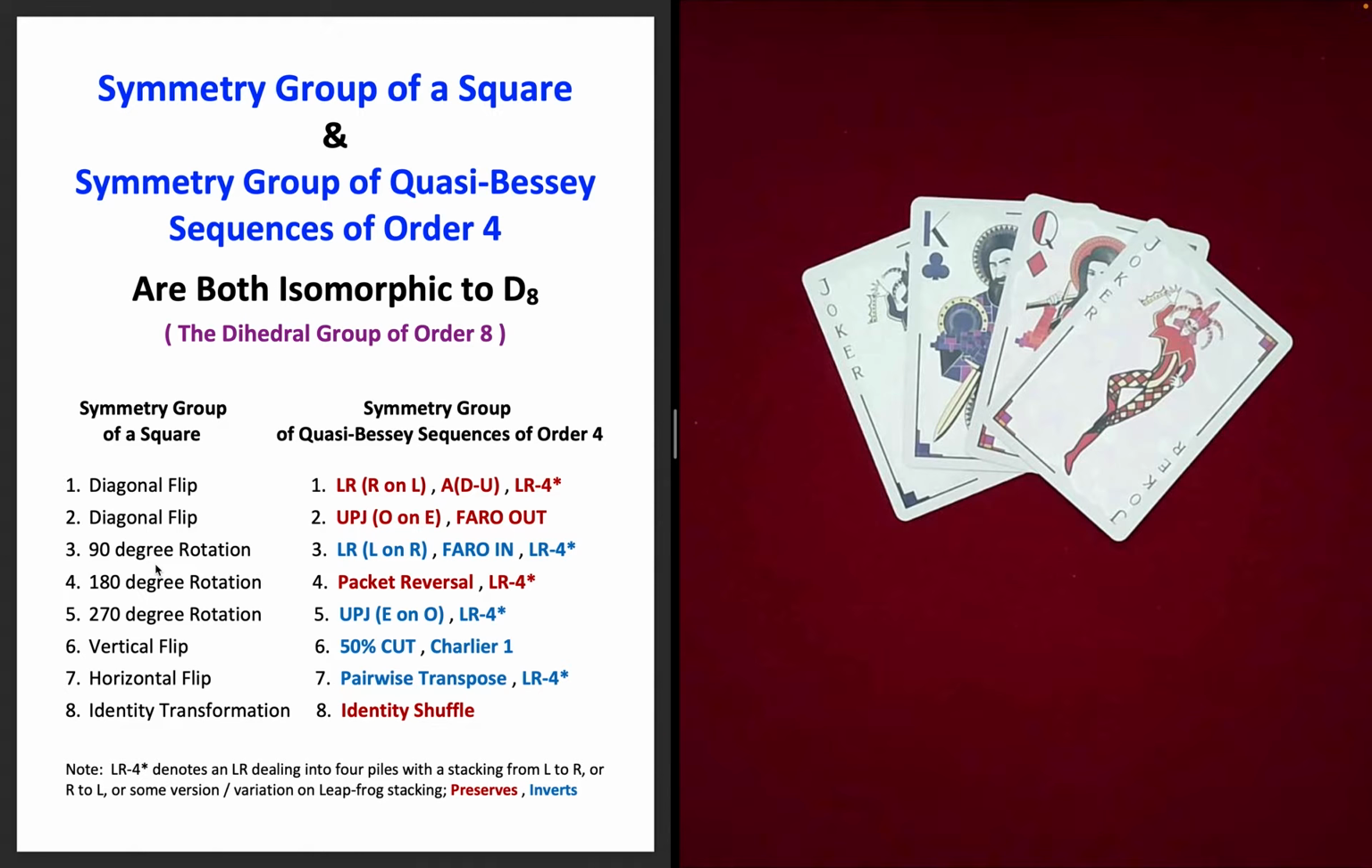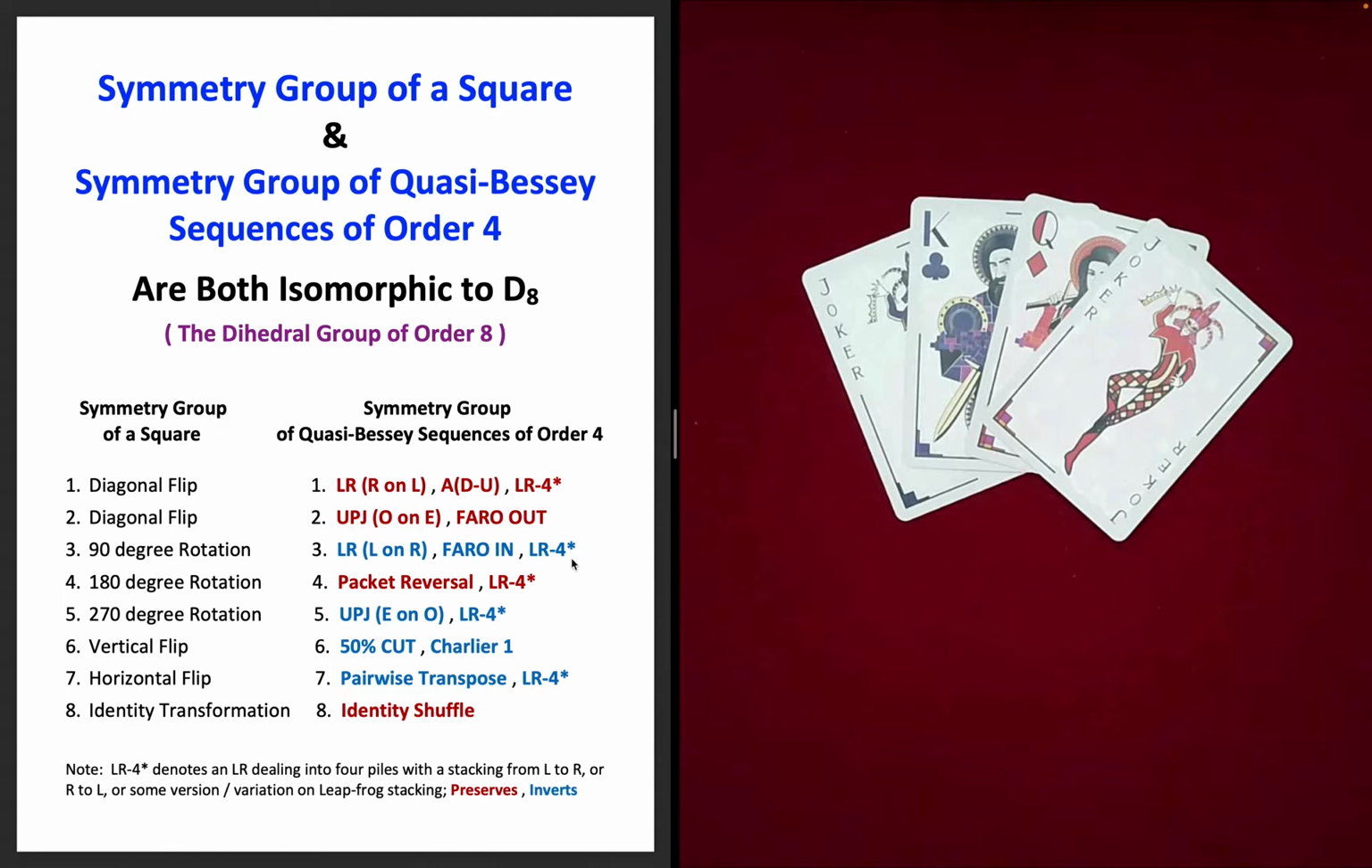A 90-degree rotation corresponds to an LR shuffle in which the left pile is stacked on top of the right, or a pharaoh in, or another dealing out into 4 piles with a particular stacking of those. The 180-degree rotation corresponds to a packet reversal, which in some ways is not surprising, or another dealing out into 4 piles with a certain stacking of those piles. A 270-degree rotation corresponds to an up jog in which the even position cards are stacked on top of the odds, together with a dealing out into 4 piles.